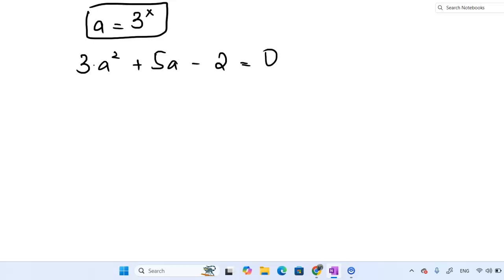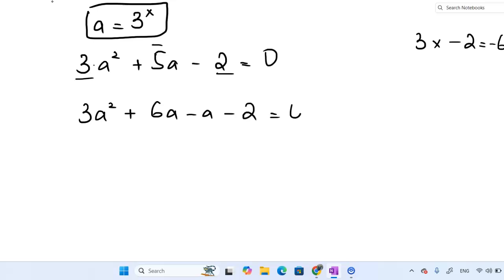For the middle term breaking, what we actually do is look at the first and last terms. So we multiply 3 with negative 2, it becomes negative 6. Now we need to factorize this in a way that when we add the two factors, we get the 5 that's in the middle, but when we multiply them we get negative 6. So this becomes 3a squared plus 6a minus a minus 2 is equal to 0. Because 6 times negative 1 is negative 6, but when I add them I end up getting positive 5. So yeah, those factors work out.